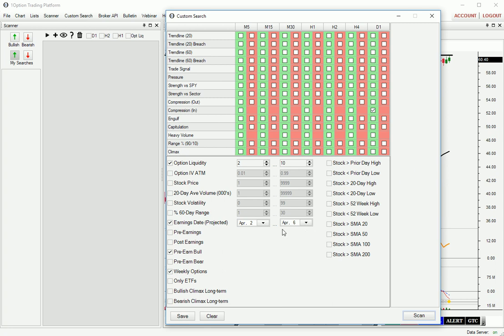Didn't get any search results, because that's before the next earnings season. So let's raise this a little bit. We can raise our date to, let's go out to the 13th, and maybe we can go, since we know that April 2nd was in that range, maybe we can go the 9th to the 13th, and now we'll see what comes up.